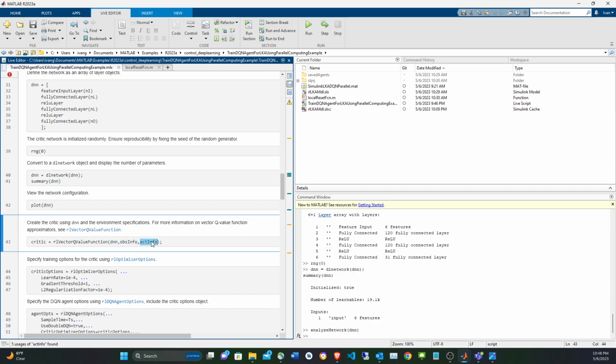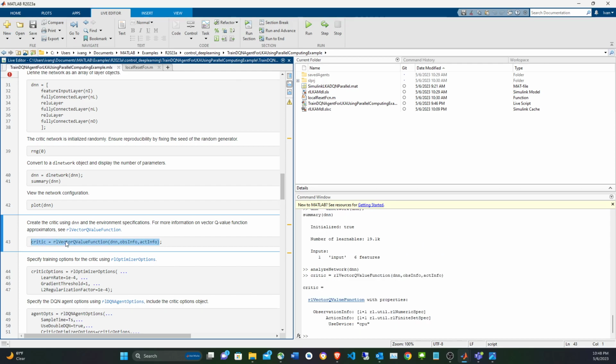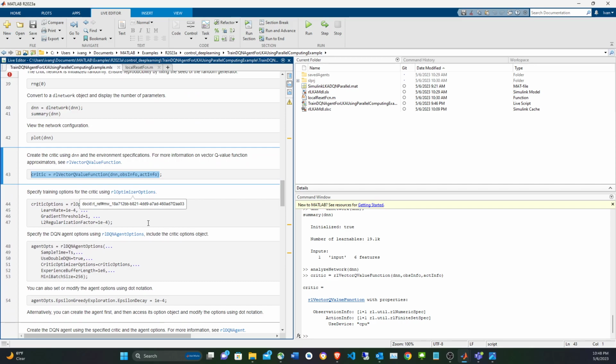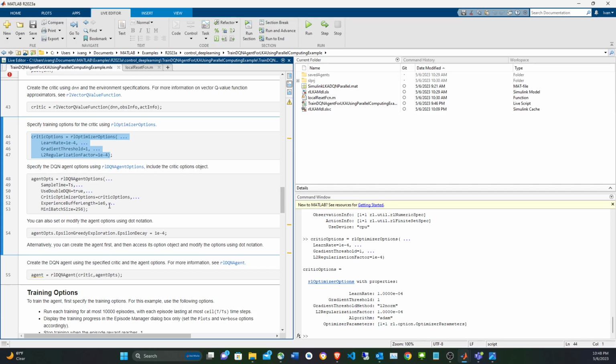We have the observation and the action, so we are going to create the Q value function, which is going to be our critic. And this agent, again, doesn't have an actor, it just needs a critic. So we're going to provide optimizer options for training that network, which is the learning rate of the network, 1e-4, and also we're going to put a threshold on the gradient, so the gradient doesn't explode. And we have some regularization as well to help it generalize. So we have the critic options, we have the critic.